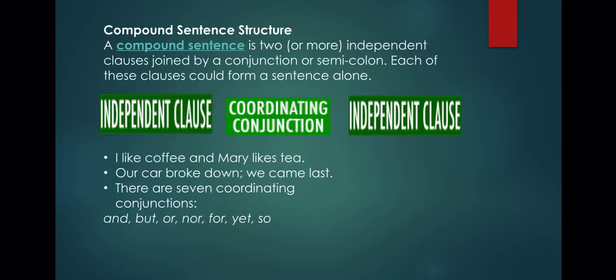Okay, so you have 7 coordinating conjunctions, and we put them into a word which is FANBOYS: and, but, or, nor, for, yet, and so. These are the coordinating conjunctions. So the compound sentence includes two independent clauses joined together by a coordinating conjunction.